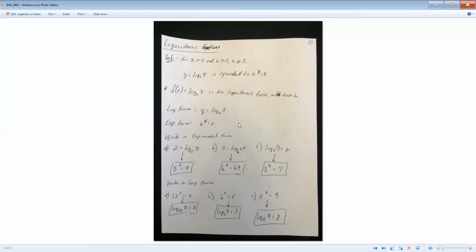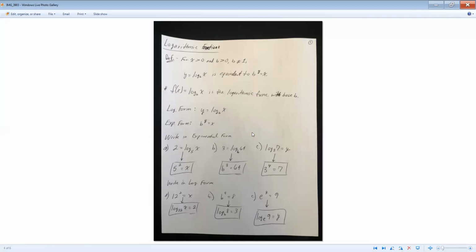So that's the way I look at it: whatever's next to the b in one form should not be next to the b, or the base, in the second form. So once again, y is equal to log base b of x. The next one, b to the y power is equal to x. So whatever's next to your base in one form will not be next to the base in the other form. Let's look at going back and forth with those forms.